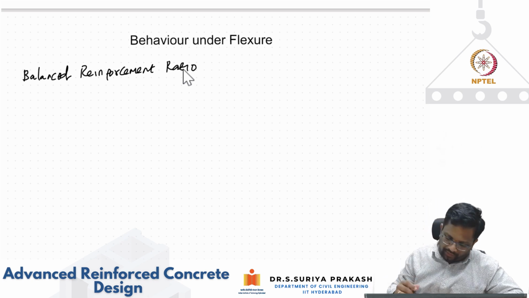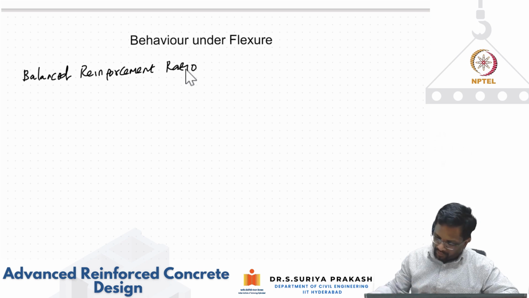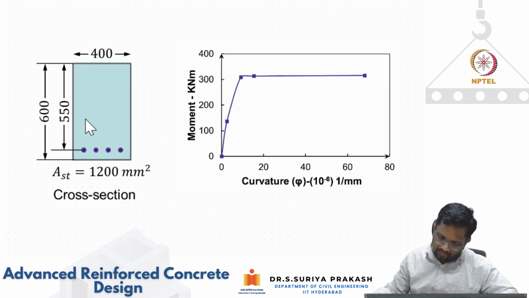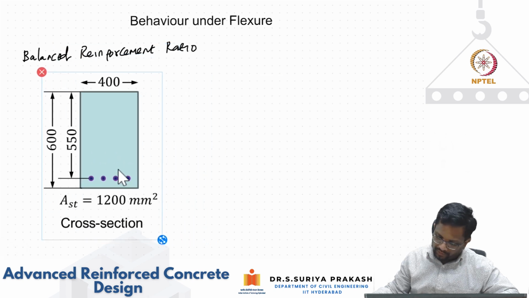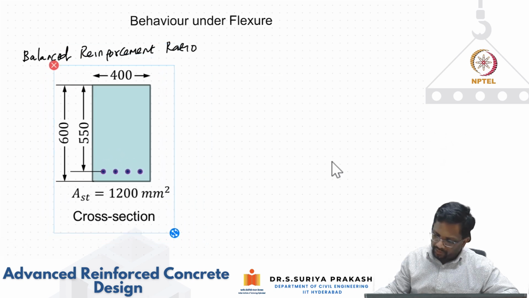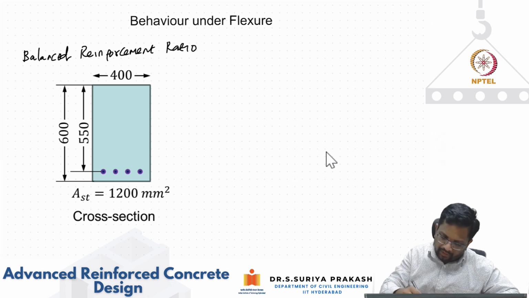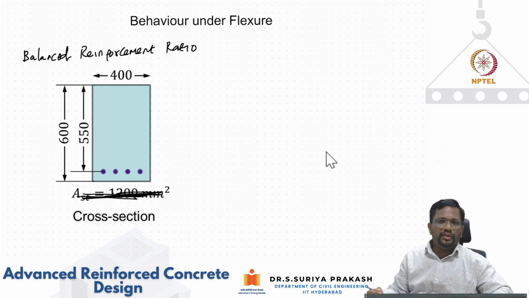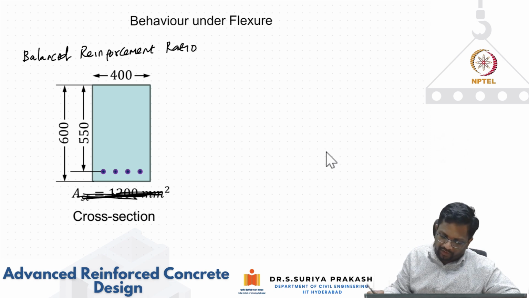Okay. Which is basically, let's say, I'm taking this section, which is the cross section we have taken. Okay. And instead of this, I'm going to take an AST. I'm going to calculate this AST, which is going to give me a balanced reinforcement condition.